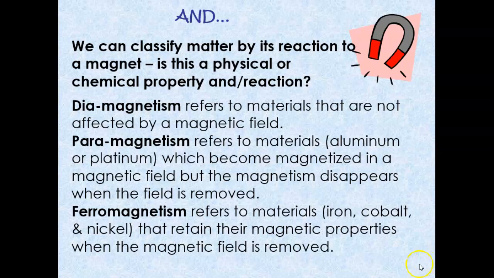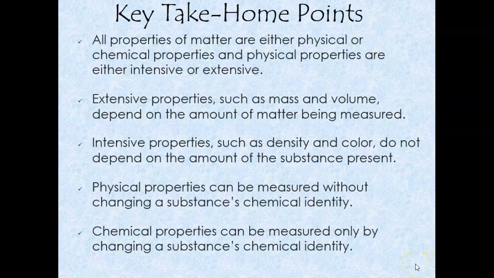They're always magnetic. All right, so let's talk about the take-home points. All properties of matter are either physical or chemical. Physical properties are either intensive or extensive. All chemical properties are intensive. I don't have that in here, but you need to know that. Extensive properties such as mass and volume depend on the amount. Intensive properties, density and color, do not depend on the amount.